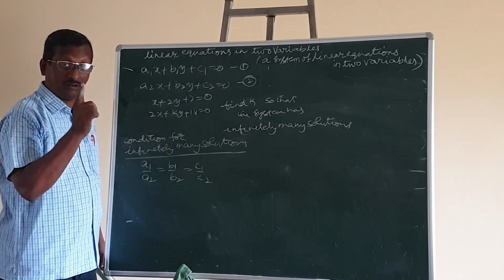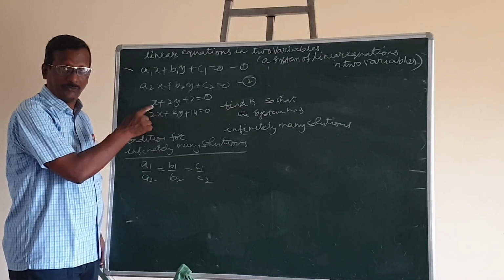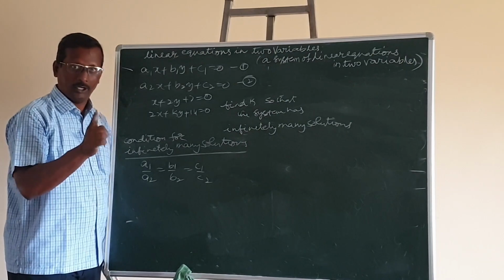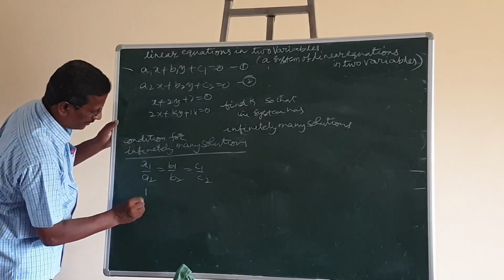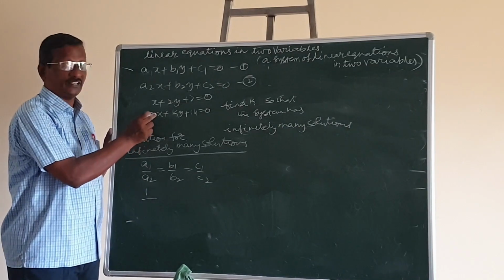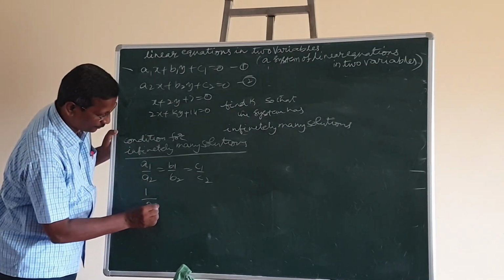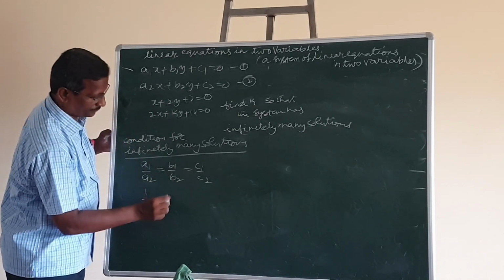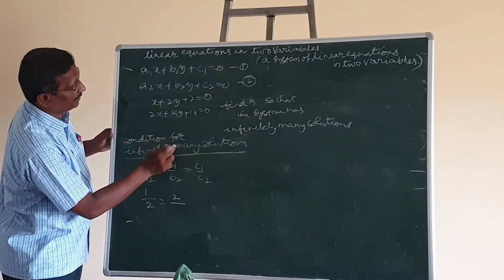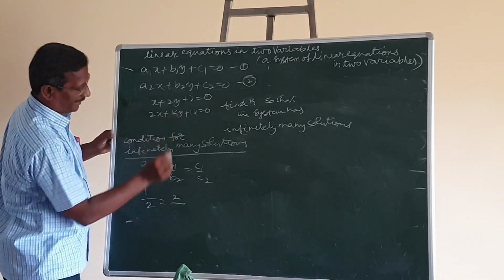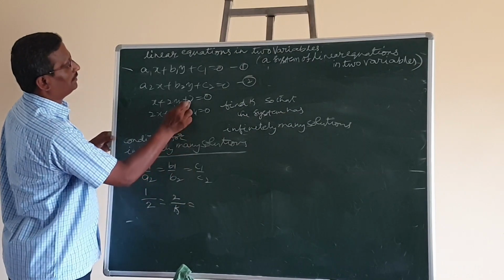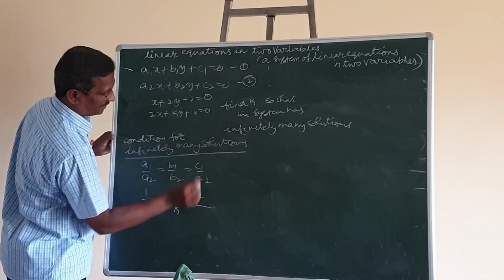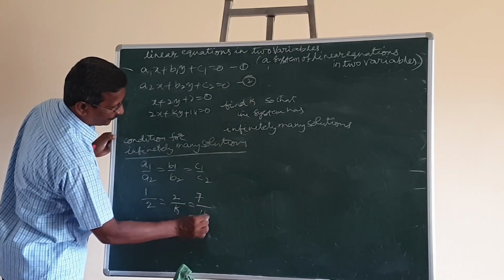a1 is the x coefficient of the first equation. X means 1 into x, so the coefficient of x is 1. Never write x here, write 1. Upon the second equation's x coefficient, it is 2. Never write 2x, write 2. This is equal to the first equation's y coefficient, which is 2, upon the y coefficient of the second equation, which is k, is equal to the constant of the first equation, 7, upon the constant of the second equation, 14.